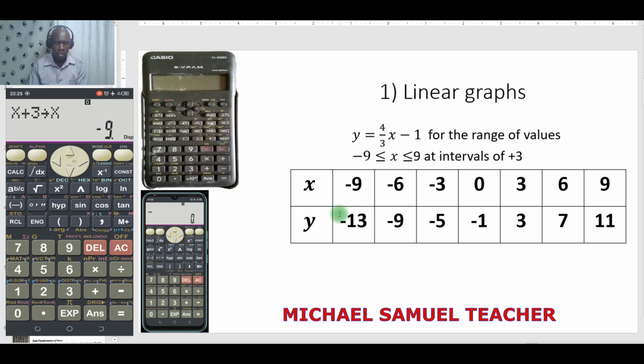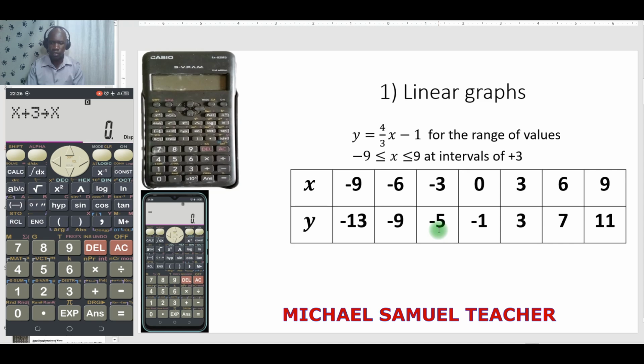Once you press equal sign, you'll be able to see on the display screen, at this particular point, it has written minus 9. So that is the first value of x. You press the equal key again, it will give you minus 13. Press equal key again, you get minus 6. Press equal key again, you get the corresponding values. When x is minus 6, you get minus 9. Press equal key again, you get minus 6, that is x. Then press equal key, you get minus 5, that is the value of y.